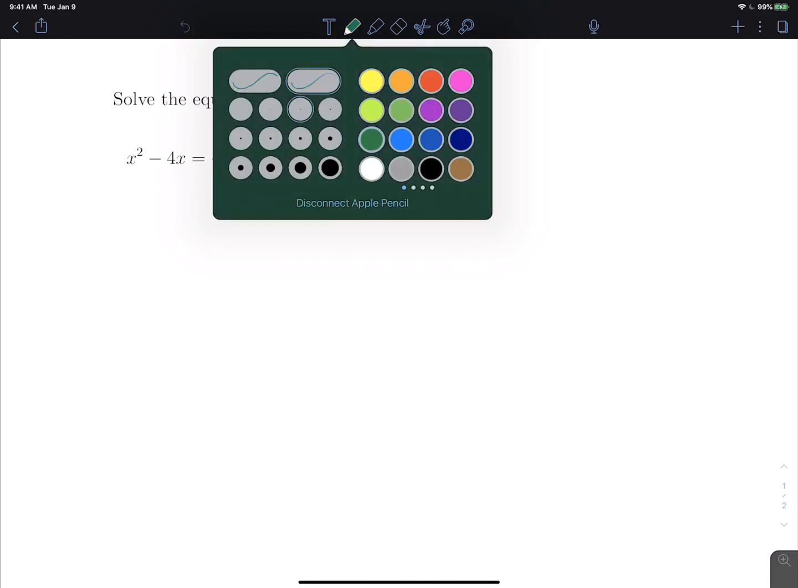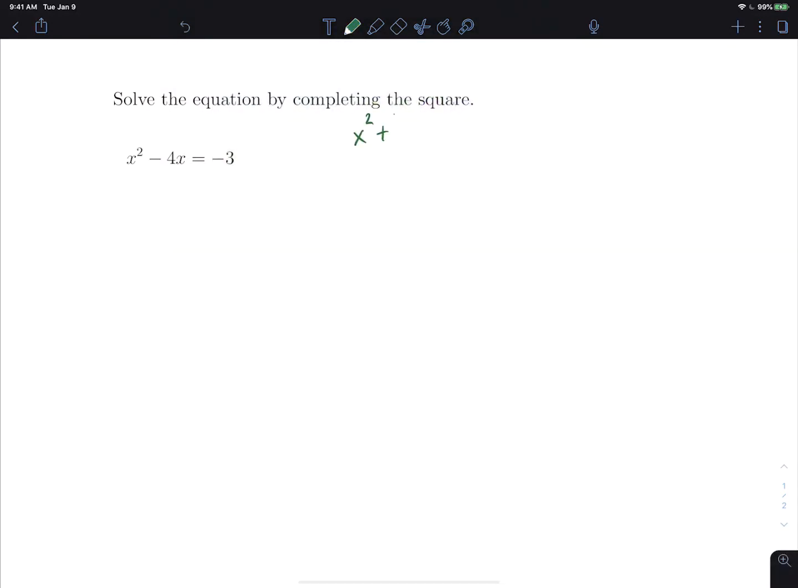The first step is to get the equation in the form of x squared plus bx equals c. The x terms are on the left-hand side, a 1 in front of x squared, and the constant on the right-hand side. Notice that this equation is already in that form. There's a 1 in front of x squared, both x terms are on the left-hand side, and the constant term is on the right-hand side.